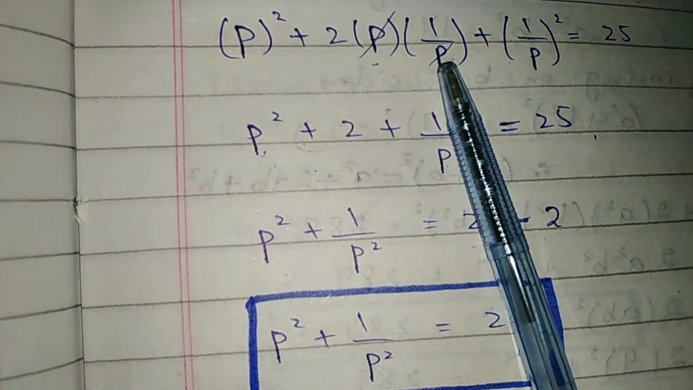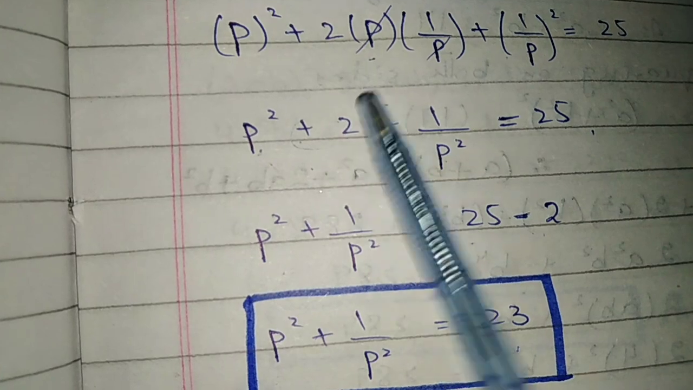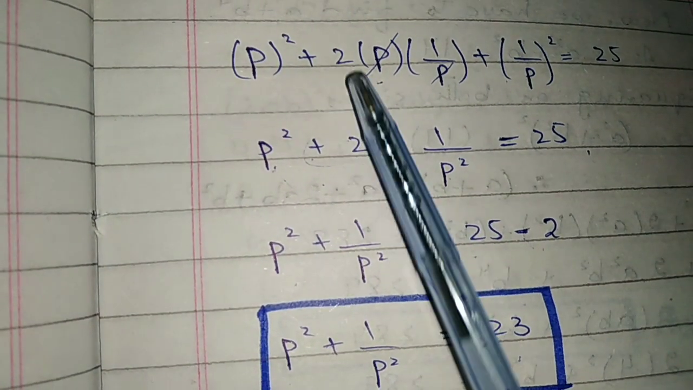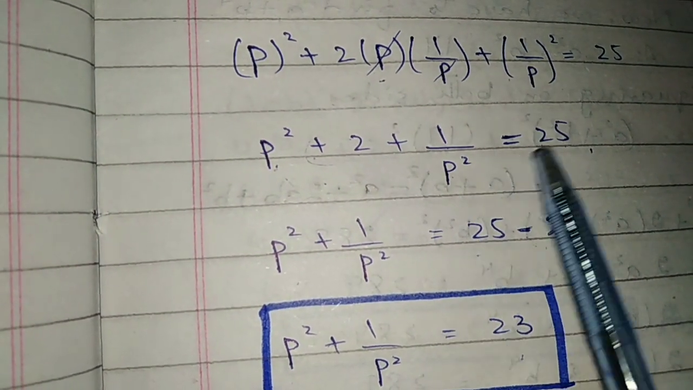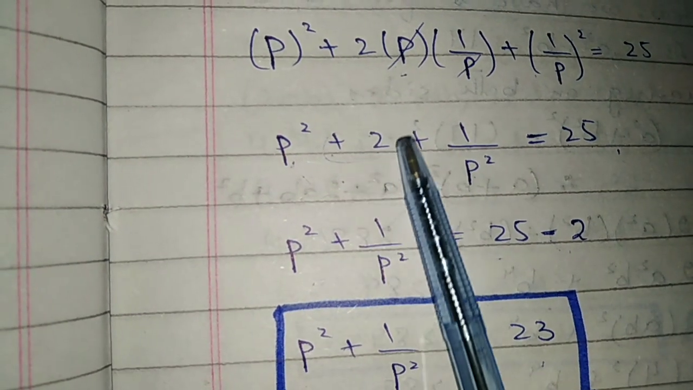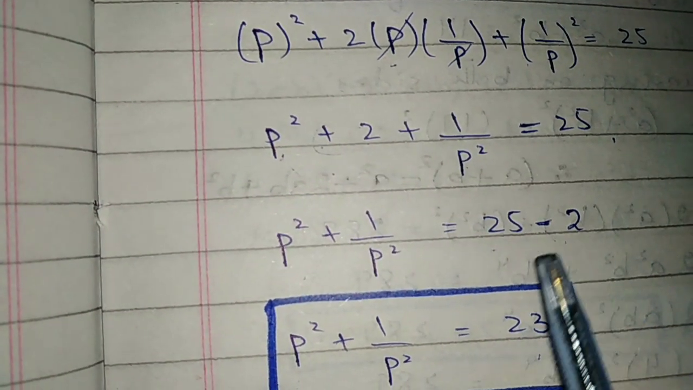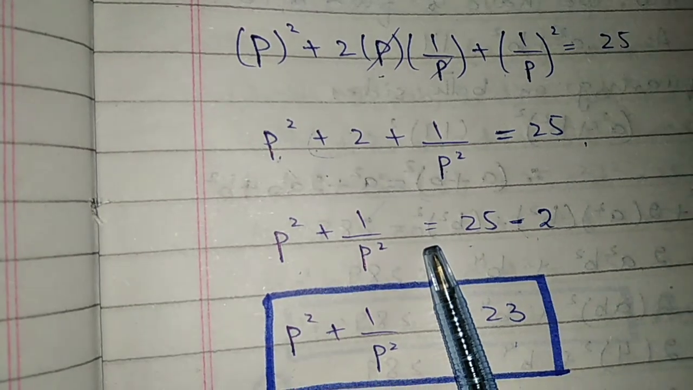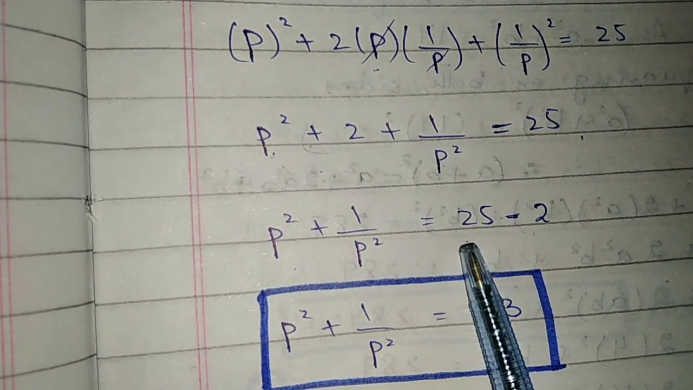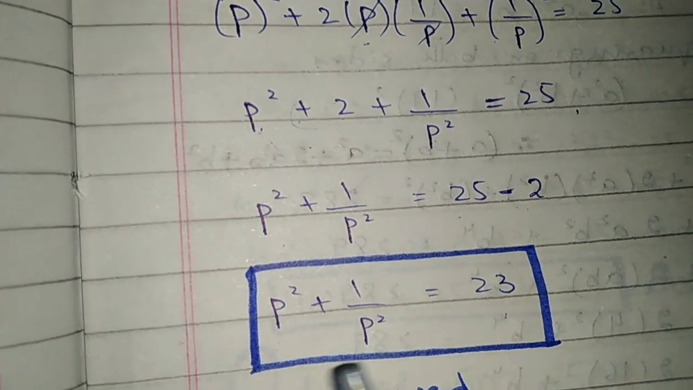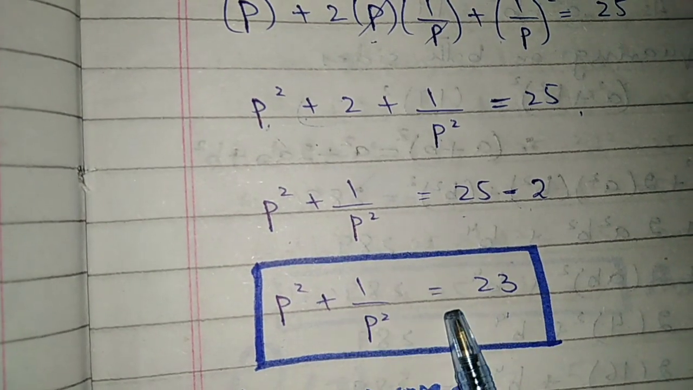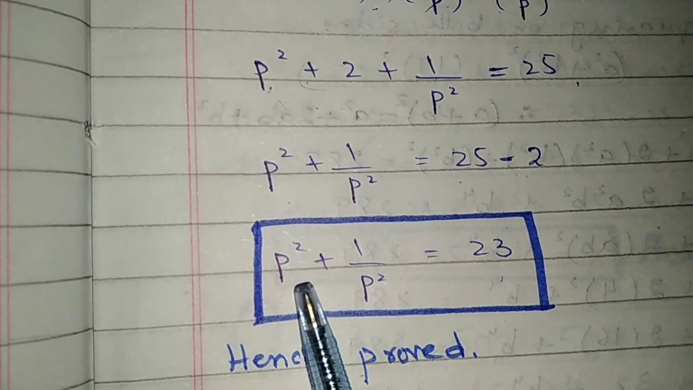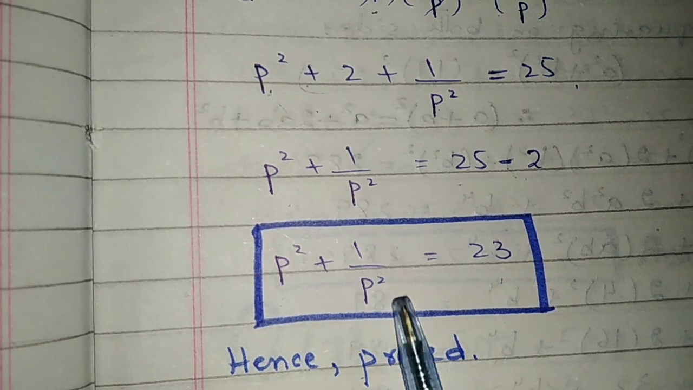Now this p will be cancelled out with this p and we get p square plus 2 plus 1 over p square equals 25. Now this 2 will become negative 2 against the equality sign. So p square plus 1 over p square equals 25 minus 2. The answer is p square plus 1 over p square is equal to 23. Hence proved.